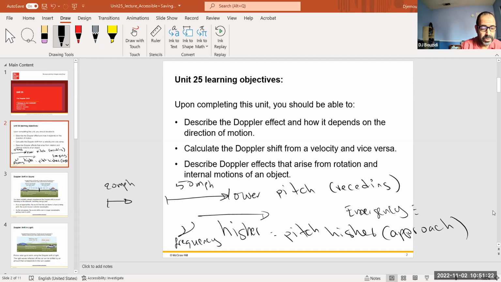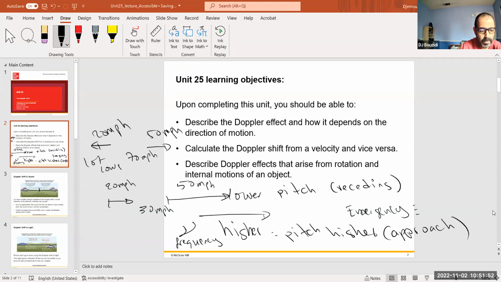Obviously, if you're moving in the opposite direction, you're going 20 miles per hour in the opposite direction as it is moving 50 miles in the opposite direction, the separation is getting bigger and bigger. So in this case, it's going to go toward even a lower tone than it is in here. This separation is 30 miles per hour. This separation is 70 miles per hour. Okay, so in this case, the tone in here would be a lot lower than in this case. Okay, and vice versa.